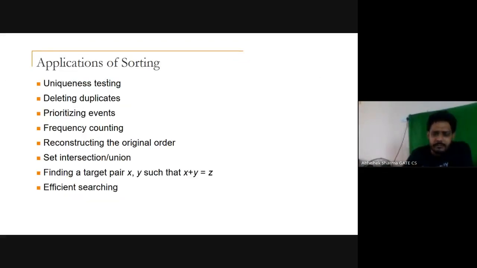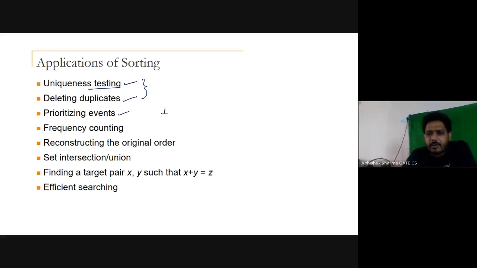Applications of sorting: we can check whether elements are unique or not, and if repeated, delete duplicates, or prioritize events. If I sort the elements priority-wise, then uniqueness and duplicates are somewhat related to each other. To check whether each element is unique, I'll sort them and find out how many times ones, twos or threes are coming.